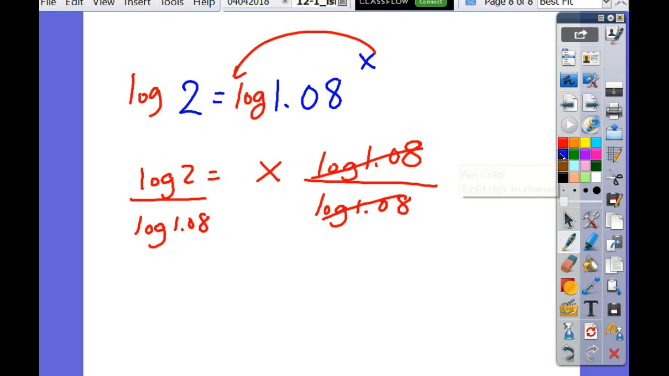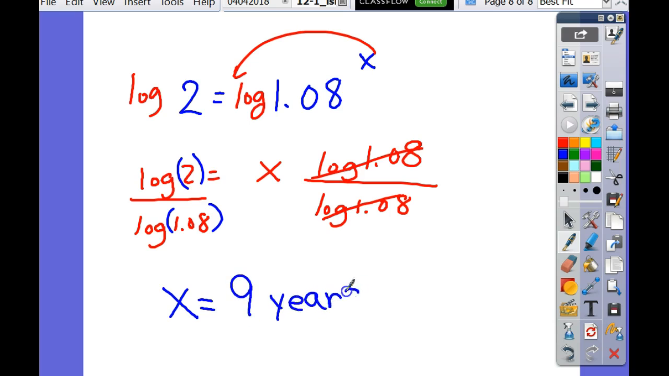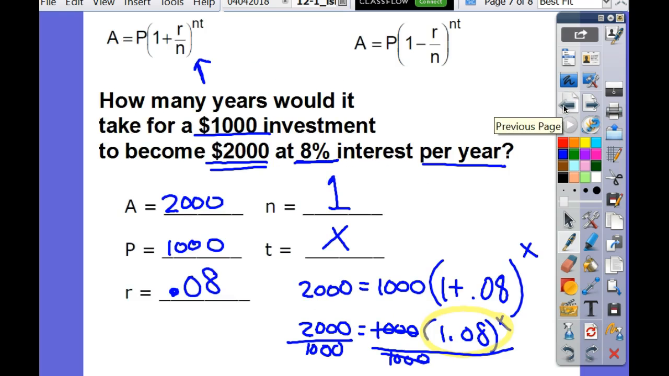Does this look like some of the problems I was just doing? Put that in your calculator. How many years is it going to take me to double my money? However, my money has never made 8%. I just have lousy financial advisors. So if this percent is less, what's going to happen to the years? It's going to increase.